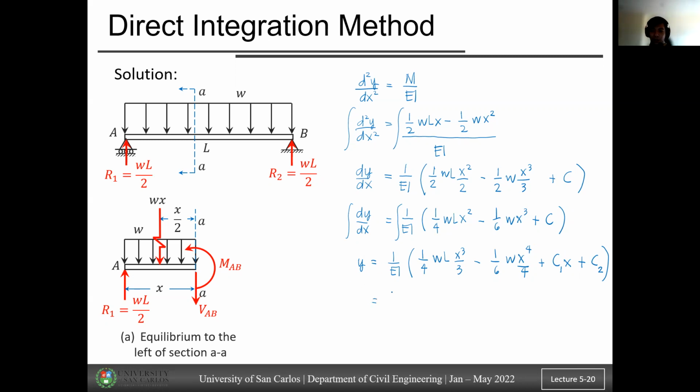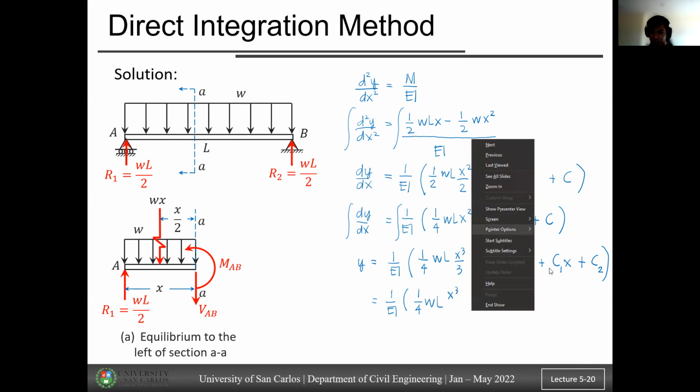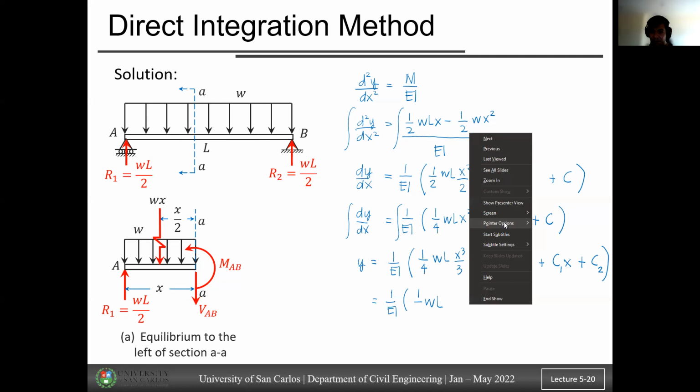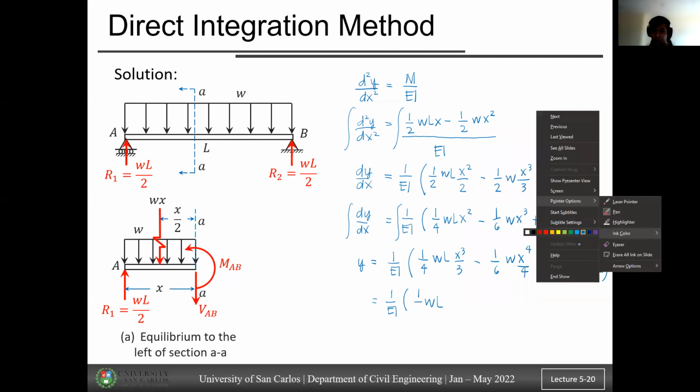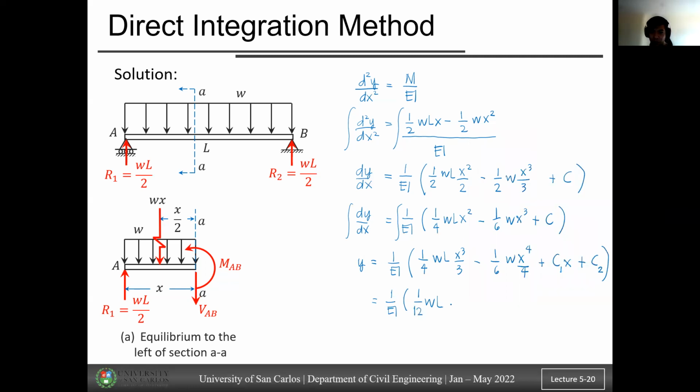Okay, then simplifying the equation, we now have 1 over EI and then 1/4 WLX cubed becomes 1 over 12 WLX cubed, minus 1 over 24 WX to the power of 4, plus C1X plus C2. Okay, and that would be our value of the deflection, y.